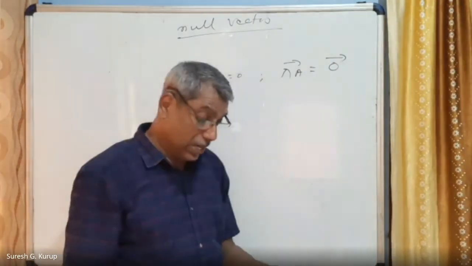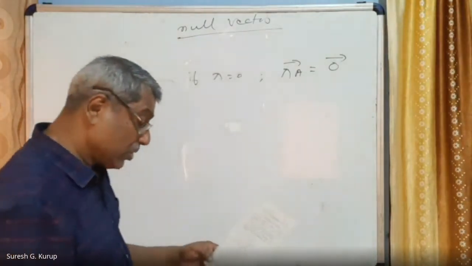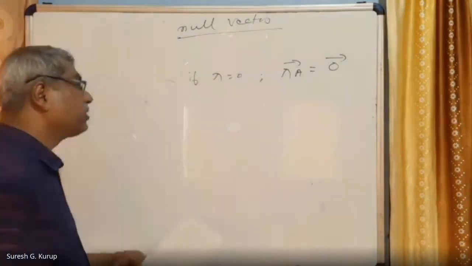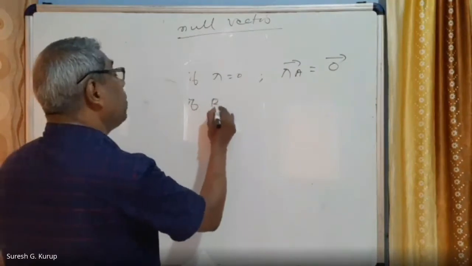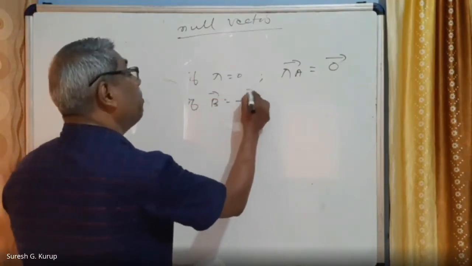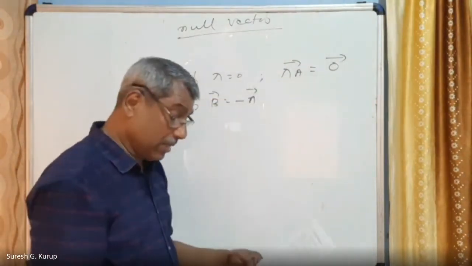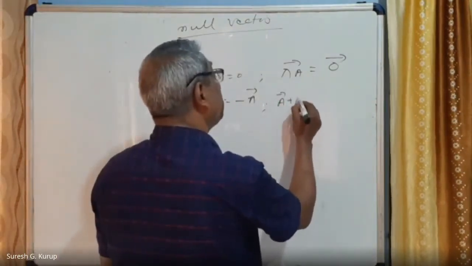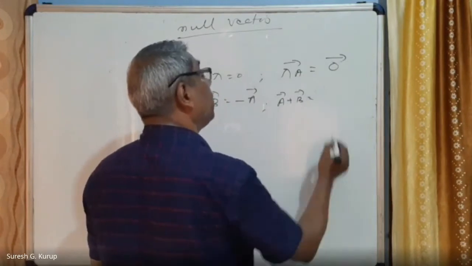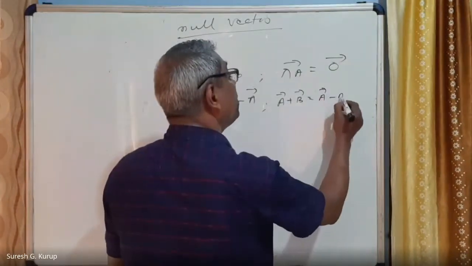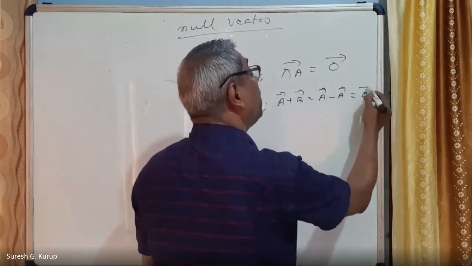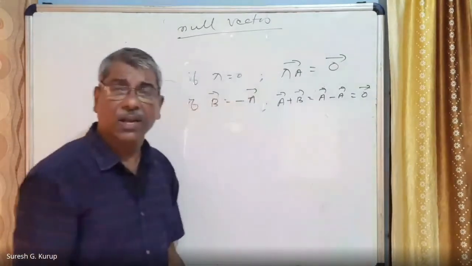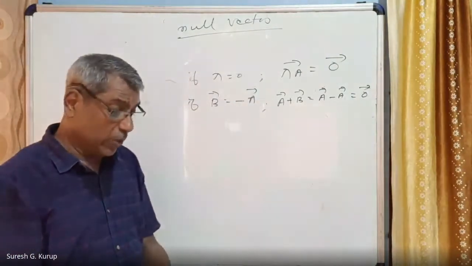Then if vector b is equal to minus vector a, then vector a plus vector b is equal to vector a minus vector a, which is a null vector. There are so many examples of null vectors we can place here before you.